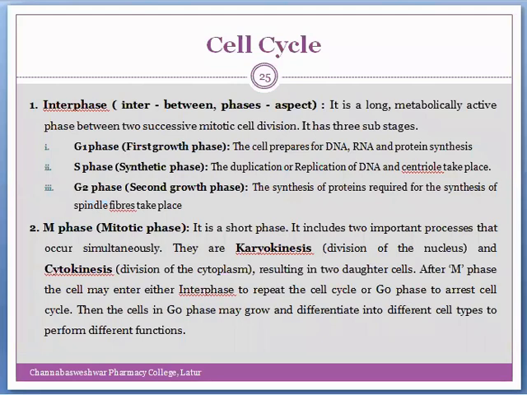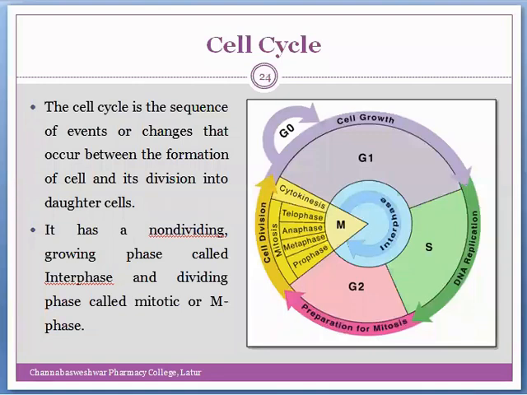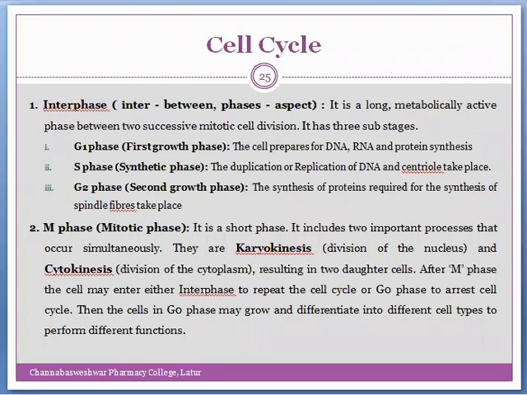In that, first is interphase, and second is M phase. Interphase is nothing but the growing phase. Inter means between and phase means aspect. So between the aspects, or growing phase, is nothing but the interphase. The main cell cycle has two phases, interphase and M phase. Second, M phase is nothing but the mitotic phase. Now we will discuss in detail what the growing phase is.